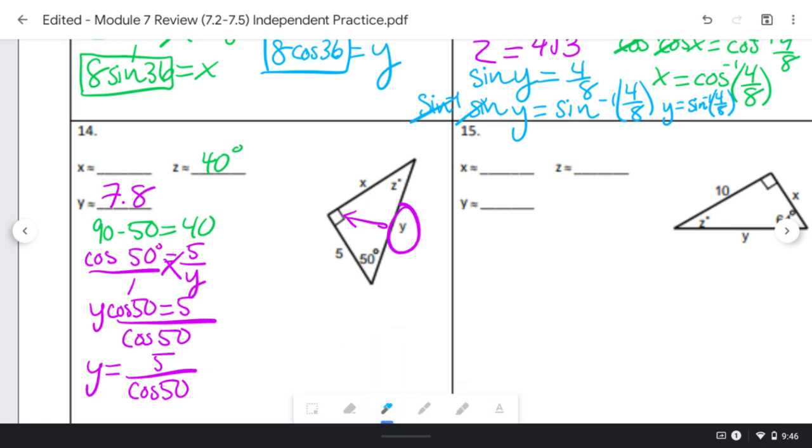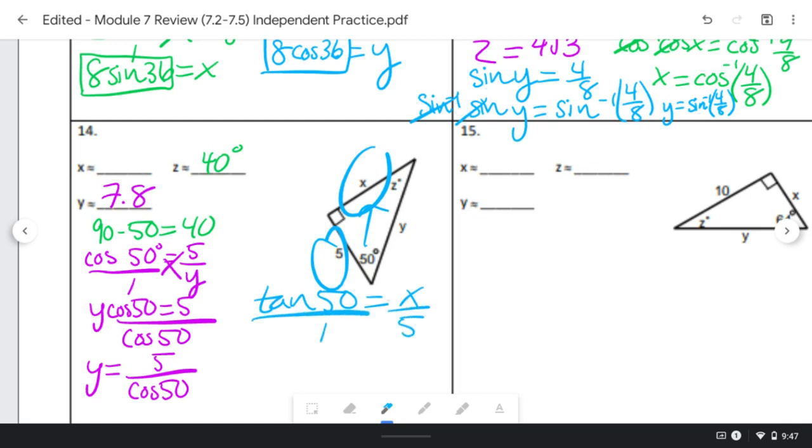Now let's go ahead and solve for x. So if I'm solving for x, I still want to use the 50 degrees just because that's what I was given. So opposite, x is opposite of that. And I want to use the 5 because that's a whole number and then it's not a decimal that we estimated. So if I have opposite over adjacent, that's going to be tangent of 50 equals x over 5.